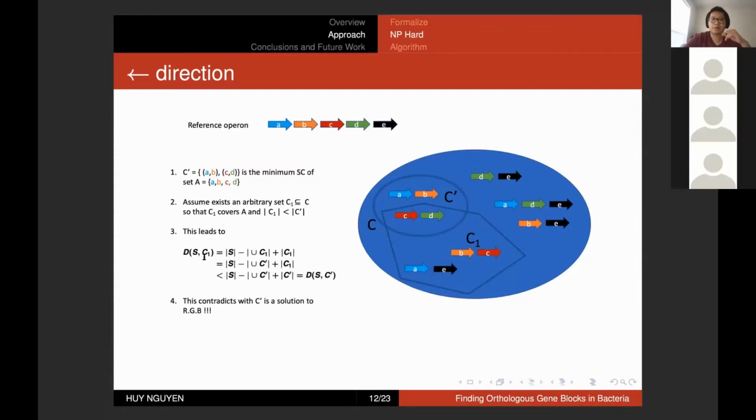If you recall the function d of S and C1, when we plug in C1, it's just the size of S minus the union of C1, plus the size of C1. The size of C1 is now less than the size of C prime, as we assumed. And we know that C1 covers A, so the union of C1 is basically the union of C prime. Therefore, the distance of S to C1 is less than the distance of S to C prime, which contradicts that C prime is a solution to the relevant gene block. So therefore, claim 1 holds.